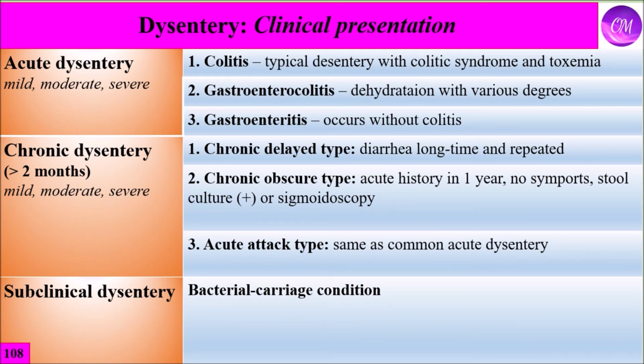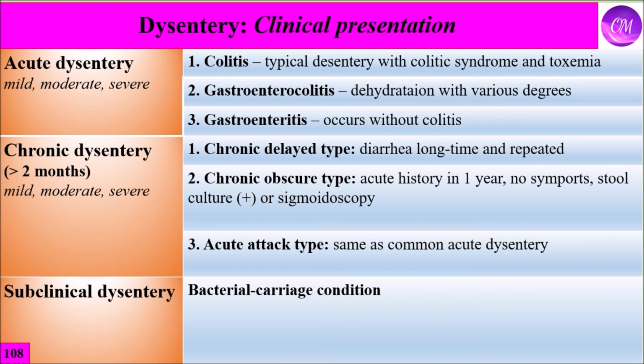The clinical presentation of dysentery. There are 3 types: acute dysentery, chronic dysentery, and subclinical dysentery. Acute dysentery also has 3 subtypes: the typical dysentery with colitic syndrome and toxemia, then gastroenterocolitis with dehydration of various degrees, and gastroenteritis that occurs without colitis. Then chronic dysentery continues more than 2 months and has mild, moderate, and severe phases.